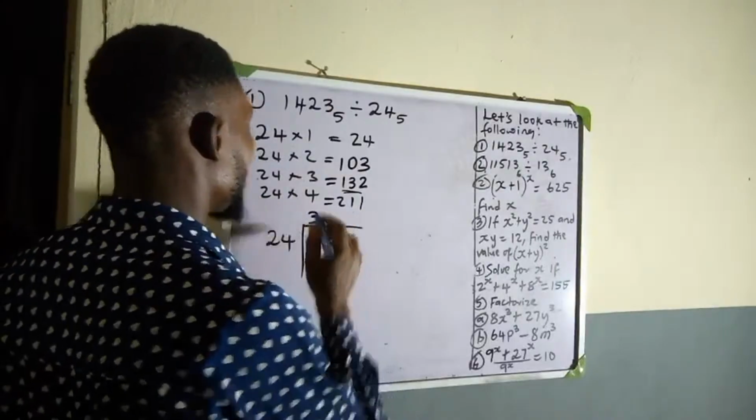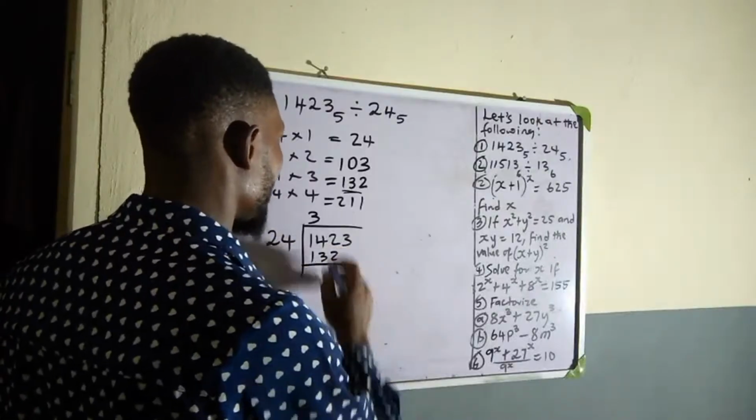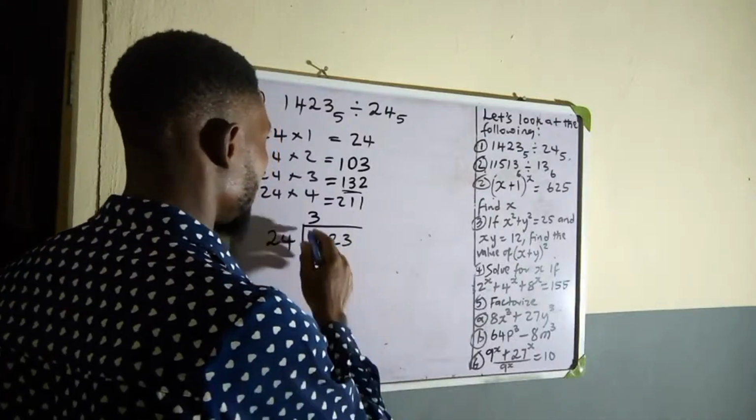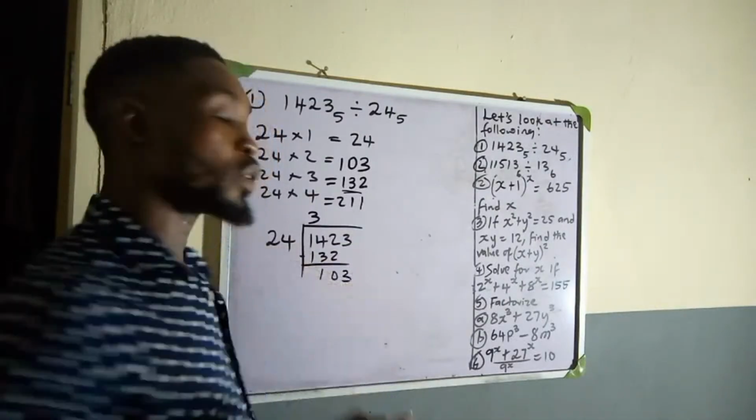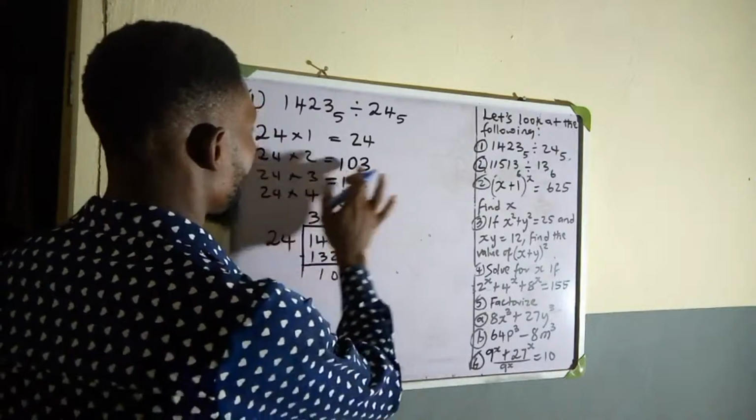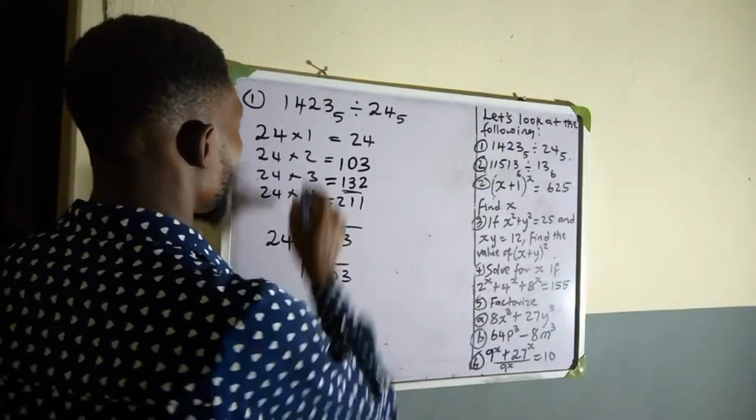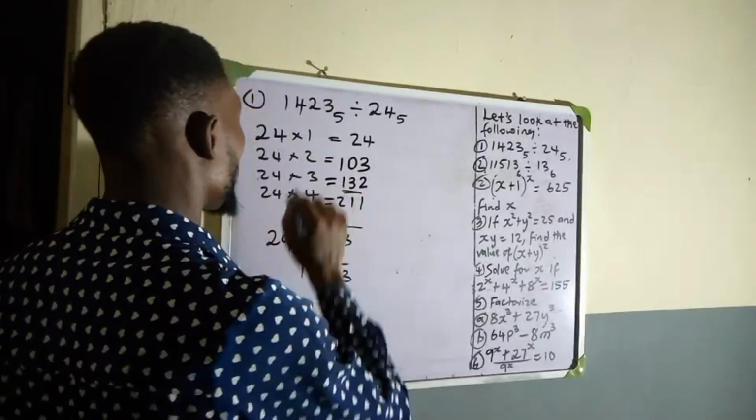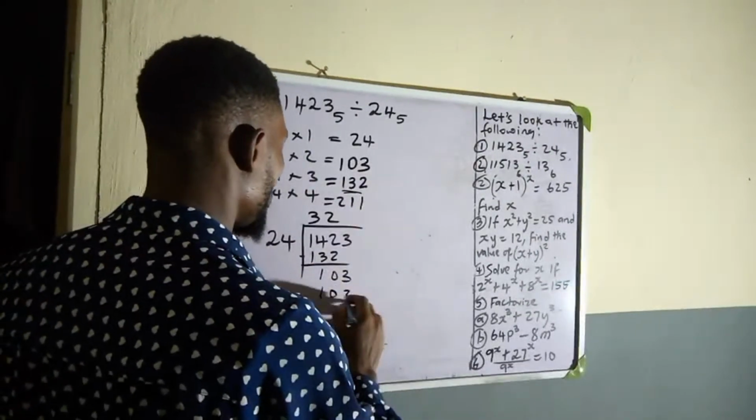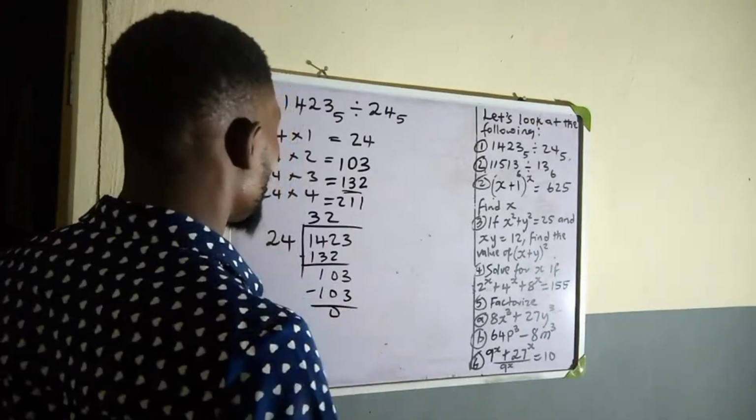So we are going to have 3 here, and if you multiply 24 by 3, you have 132. We subtract: 2 minus 2 is 0, and 4 minus 3 is 1. Then we bring down 3, giving us 103. If you divide 103 by 24, you go back here and check. We have exactly 103, because 24 times 2 is 103. If you subtract, you will have 0 here, which indicates that we are done with our division.